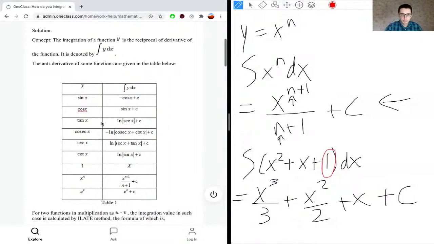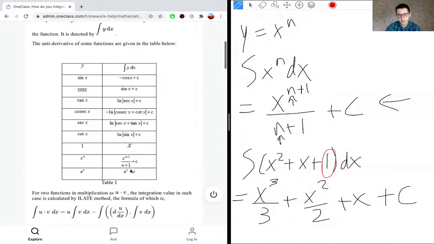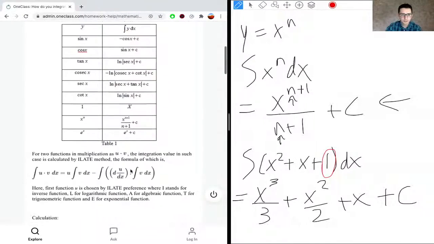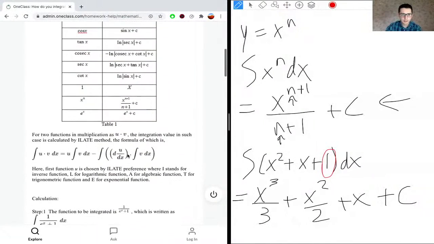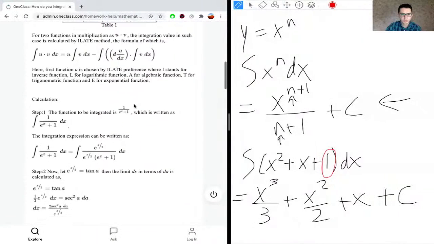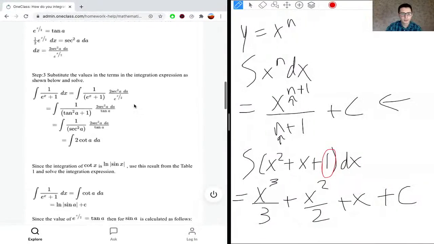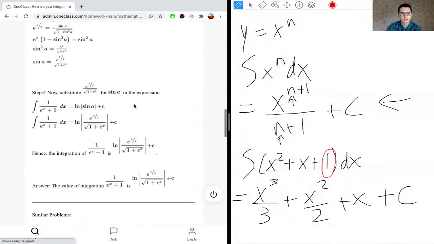There are many other functions and identities or properties that you should memorize for integration. So another one is the integral of e to the x is just e to the x. That's another useful one. And then here the solution provided shows integration by parts and so on. And they show you more complex integration.